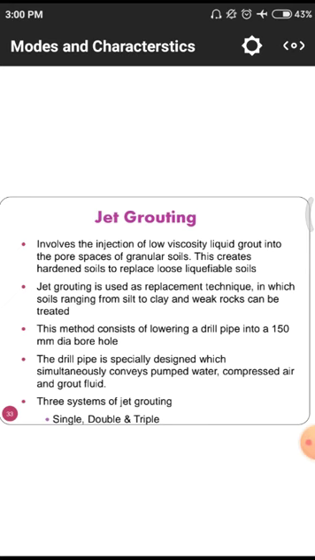In some areas, due to gravity and other actions, the total water will settle at a particular point. The lands in those areas have huge liquefiable properties. We have to change those. They involve the injection of low viscosity liquids as grout into different pore settings. And the second point is that jet grouting is used as a replacement for different techniques, in which soils ranging from silt to clay and weak rocks can be treated.